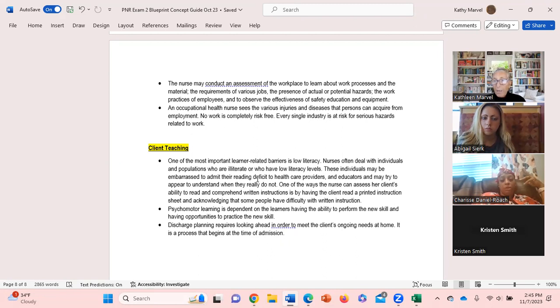Okay. Remember, cognitive is the thinking, and affective is the feeling, how your attitudes and beliefs are going to affect the subject you're trying to learn about. And then discharge plan requires we look ahead, right? So we already talked about that. It starts at admission, right? Okay, so that's the gist.